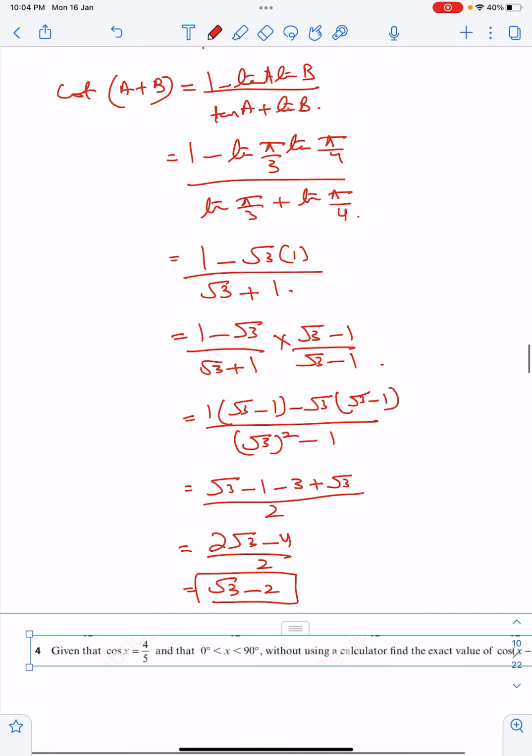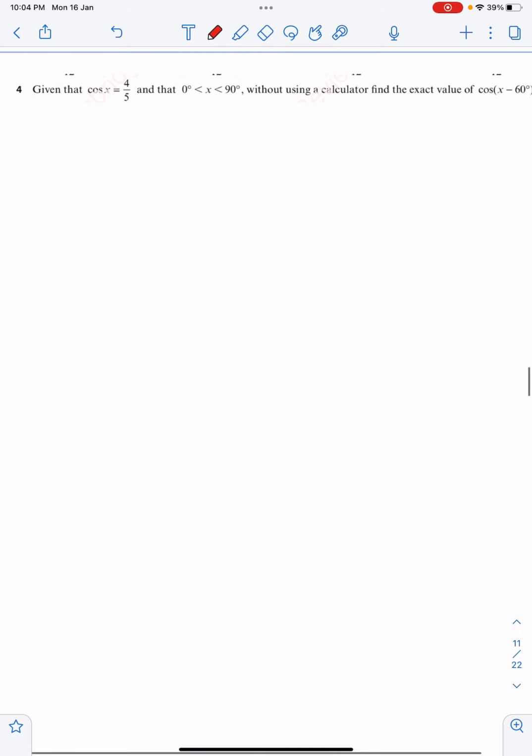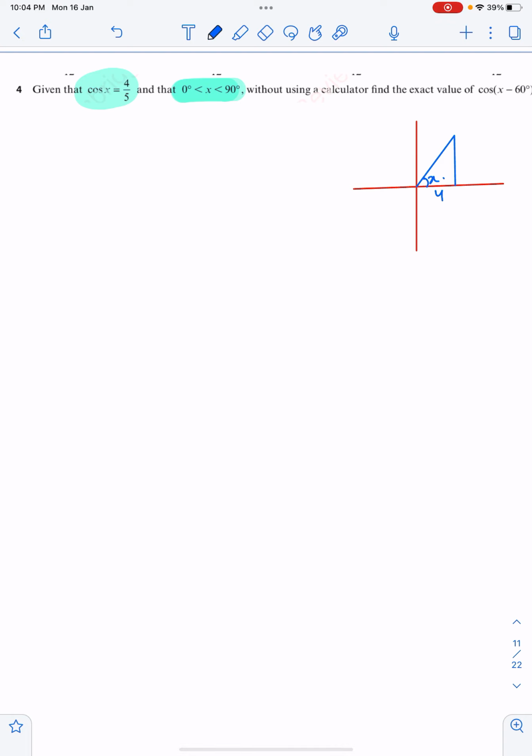Okay, moving on to the next question, which is question number 4. Cos of x equals 4 by 5 and x lies between 0 and 90. Okay, so I'm just making the diagram. It's an acute angle. So, cos of x is adjacent upon hypotenuse. So, adjacent is this, hypotenuse this, and if you apply Pythagoras theorem, you get the opposite side as 3. Now, cos of x is 4 upon 5.